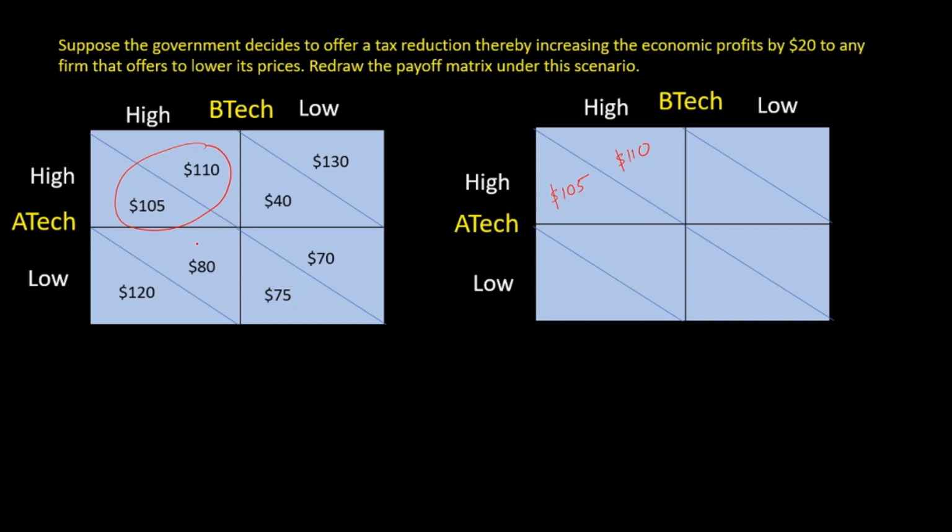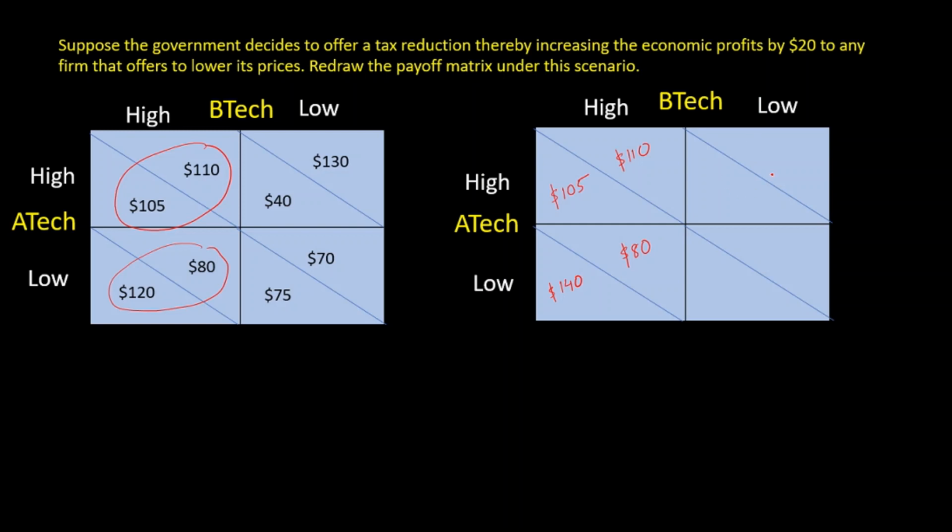Now let me consider this part of the matrix. So in this case, we can see that A Tech offers its product at a lower price and hence it can enjoy the benefits of tax reduction, which is an increase in economic profits by $20. So now the payoff for A Tech would be $140. But on the other hand, since B Tech is still at a high, the payoffs for B Tech would not change. So this would remain at $80.